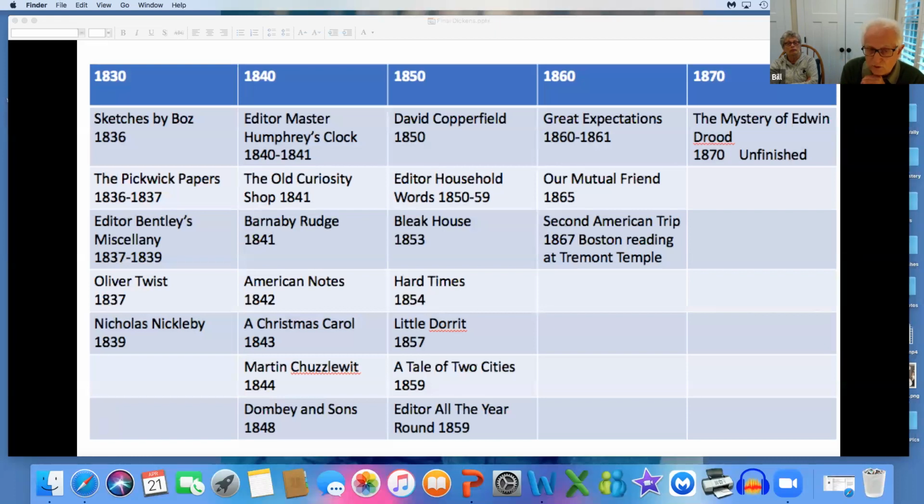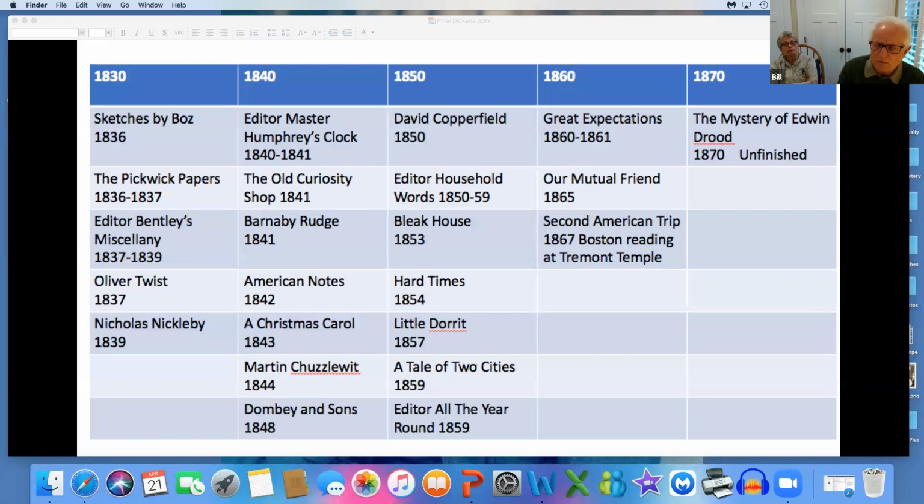A Christmas Carol, of course, immortal. That was an immediate success and continues today. And I don't know about your house, but when it comes time for Christmas, we take out the little Dickens village. How many of you have little Dickens villages? So people set those things up. Martin Chuzzlewit, not a success. So he had hits and he had misses.